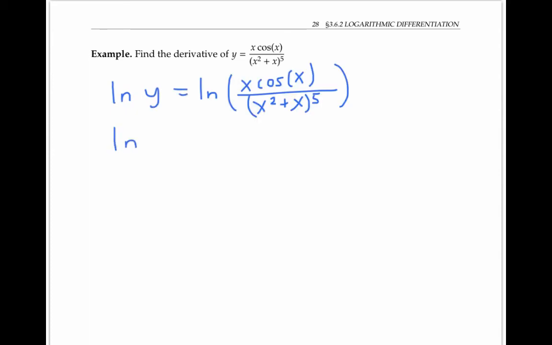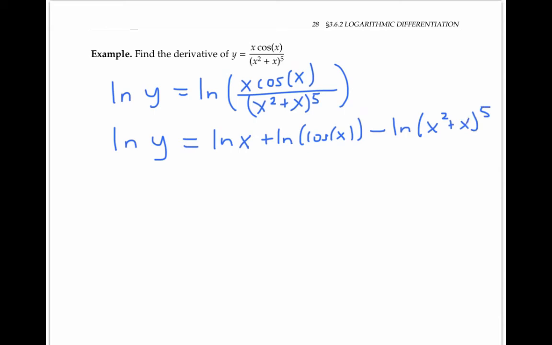And the reason is that when we take the log of a product, we get a sum. And the log of a quotient is a difference. And sums and differences are a lot easier to deal with. So in this example, the log of y is equal to ln of x plus ln of cosine of x minus ln of x squared plus x to the fifth power. I can even bring that fifth power down because that's another one of my log rules.